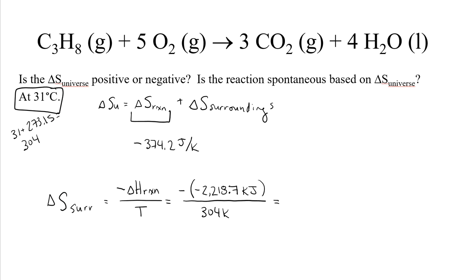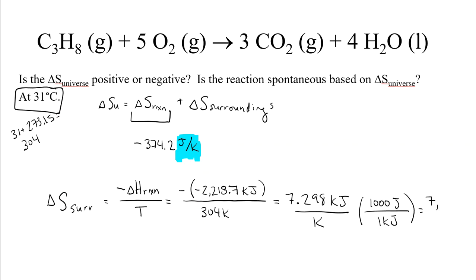That gives us the delta S of the surroundings of being 7.298 kilojoules per Kelvin. Watch your units. Units on delta S usually are in terms of joules per Kelvin, so we have to convert this. For every 1 kilojoule, there's 1,000 joules. 7,298 joules per Kelvin is the delta S of the surroundings.